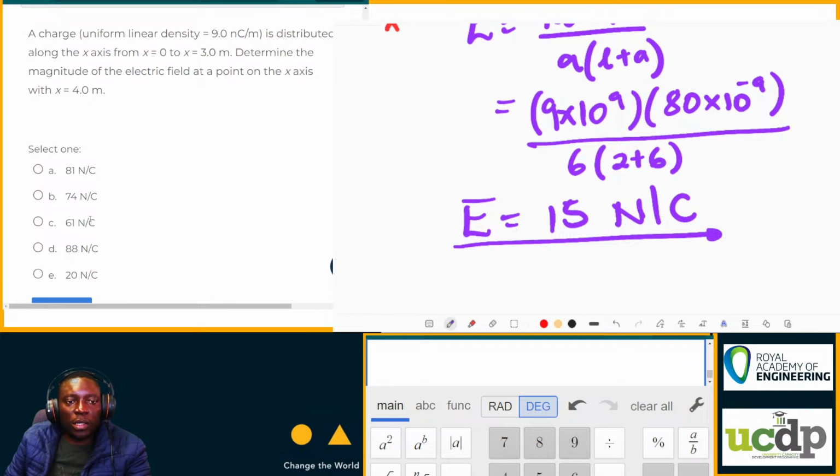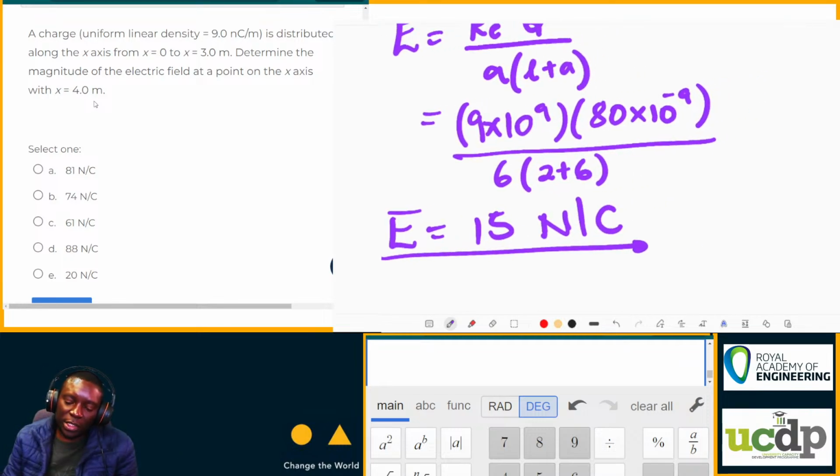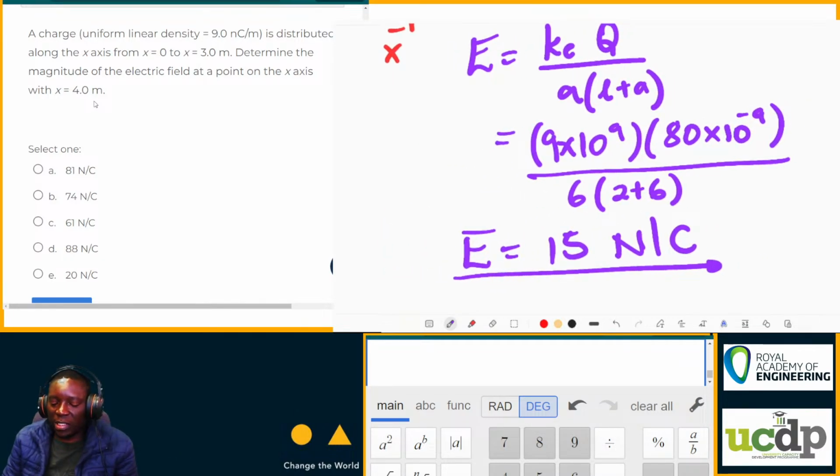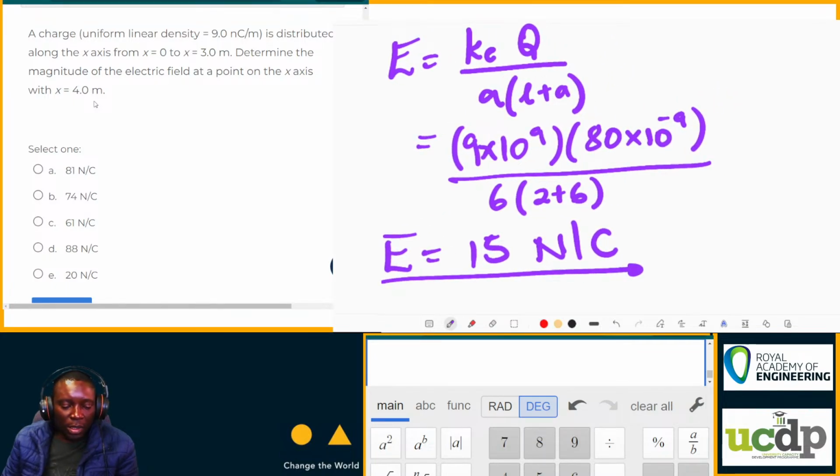A charge of uniform linear density, 9 nanocoulombs per meter, is distributed along the x-axis from x equals 0 to x equals 3 meters. Determine the magnitude of the electric field at a point on the x-axis with x equals 4 meters. Can you attempt this one? It's more or less the same question, just different values put there. How would you calculate that one?